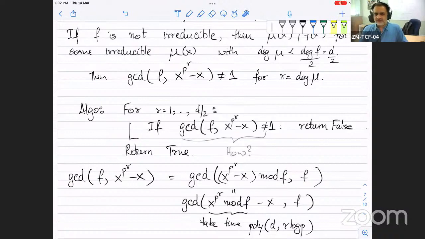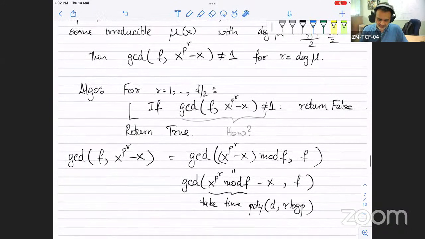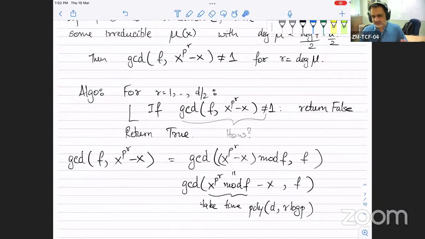So that was the irreducibility testing algorithm. At least now we know, given a purported factorization, we can check whether the factorization is correct or not.